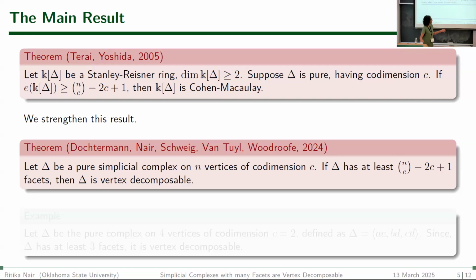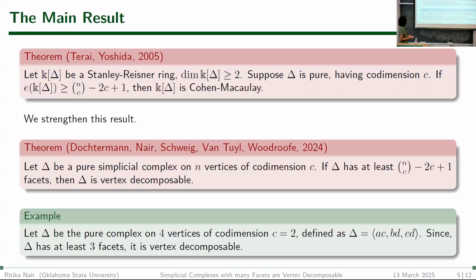Now, a way of looking at this particular bound, n choose c minus 2c plus 1, is the following. Think of a pure complex on n vertices and having codimension c. The total number of facets possible is n choose c. So what this is saying is you start off with a full complex on n vertices, whose codimension is c. The total number of possible facets is n choose c. From that, you just remove 2c minus 1. At most, you're allowed to remove 2c minus 1 facets from that skeleton, and then you can still land with a vertex decomposable complex.